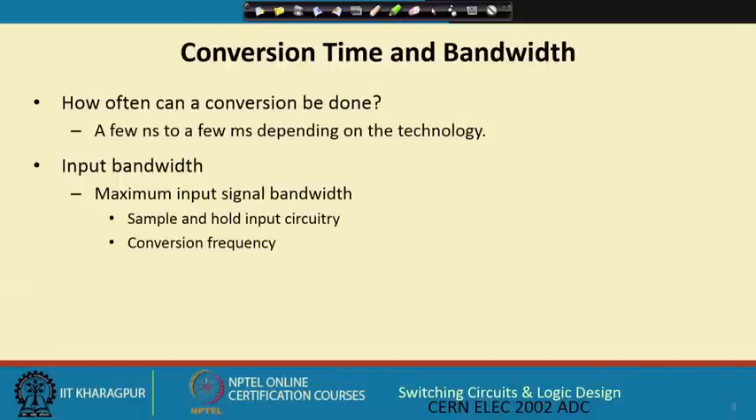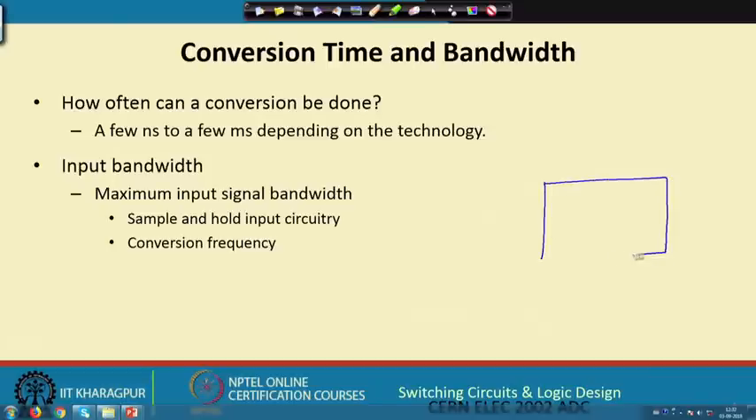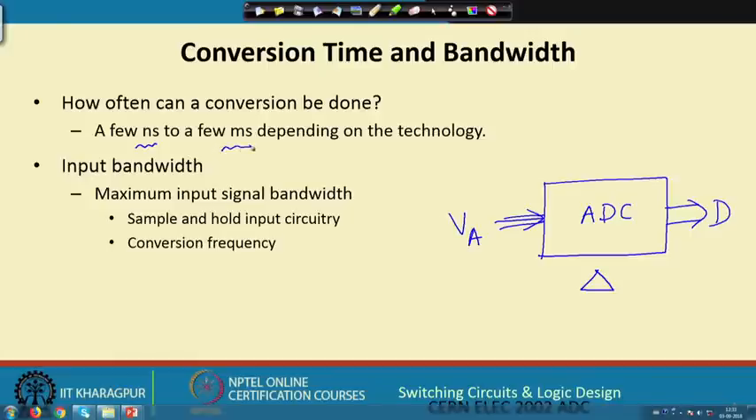Conversion time and bandwidth. Conversion time says that suppose I have an AD converter. It depends on the design of my AD converter how fast it can convert. So, suppose I am applying an analog voltage V A, and in the output I am getting a digital word D. How fast can it convert? It can take a time delta. Depending on the technology using which you are building this, the conversion time can be a few nanoseconds, and it can also be as high as a few milliseconds.